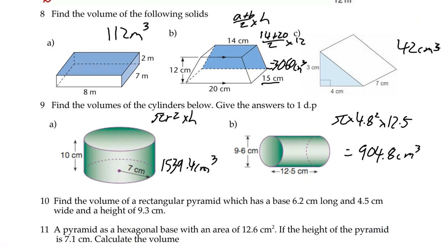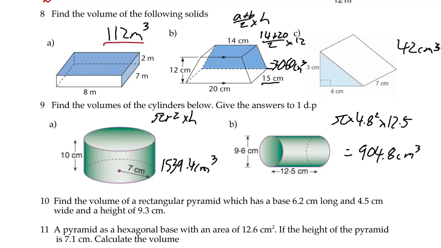Volume of the following solids. Something I always do for any sort of prism is figure out the area of one face and multiply it by the depth. Now, for a rectangular prism, you could do that with any face. So for that one, it's a lot easier. You just multiply the numbers. 8 times 7 is 56 times 2, 112 meters cubed.